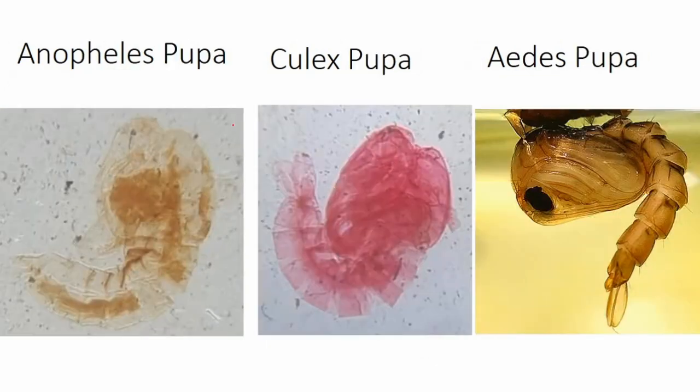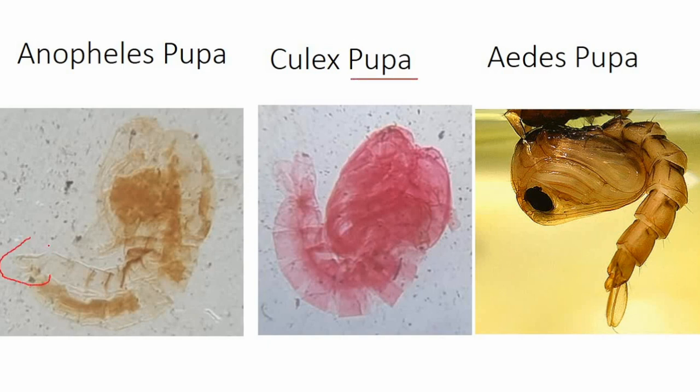Then pupa. In a real life scenario, the larvae, pupae, eggs and all species can be easily identified based on the type of water source which is present. Based on that, we can easily identify the species. But here, out of these stages, that is egg, larva, pupa and adult, pupa is the difficult stage to identify.